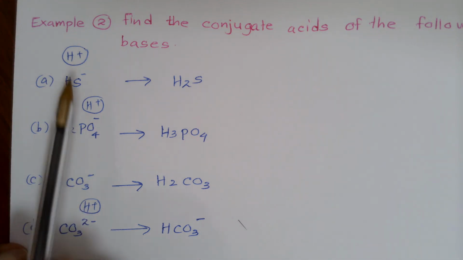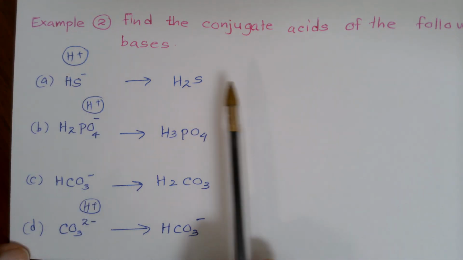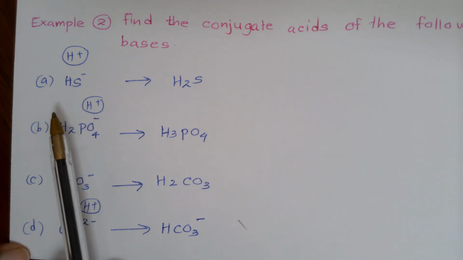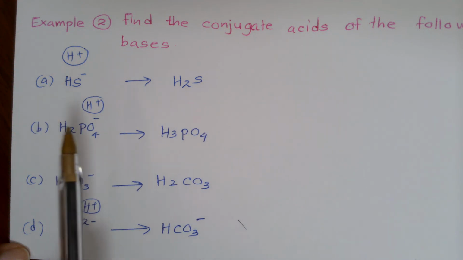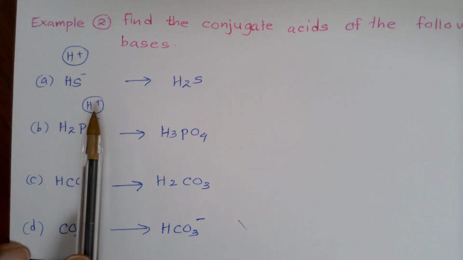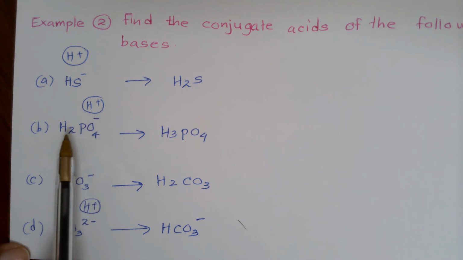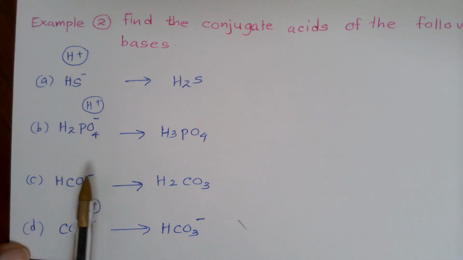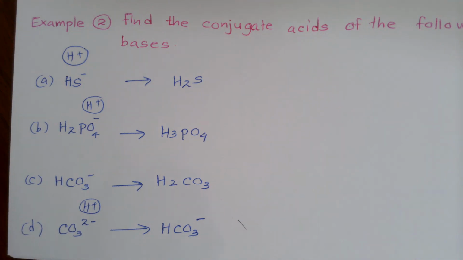Now you can clearly see for a given base, the conjugate acid is always formed by adding one more H+ ion. So with the addition of an H+ ion, you need to take care to increase the hydrogen count by 1, and also decrease the negative charge by 1. I hope now you understand conjugate acids and bases.